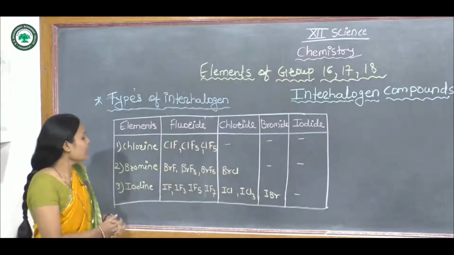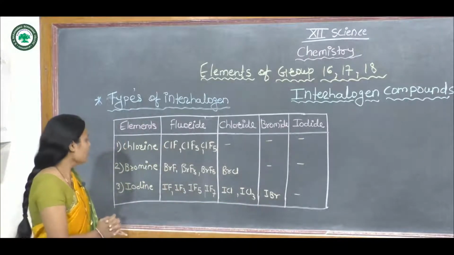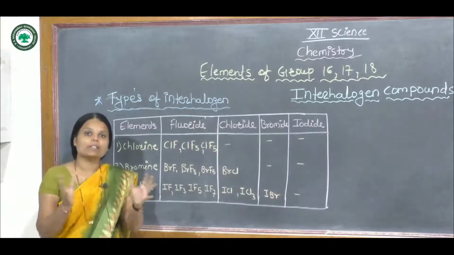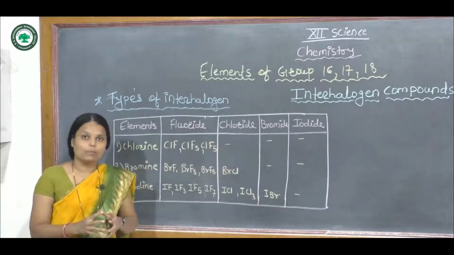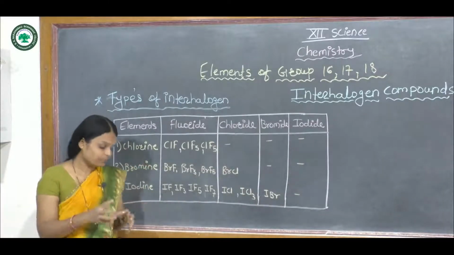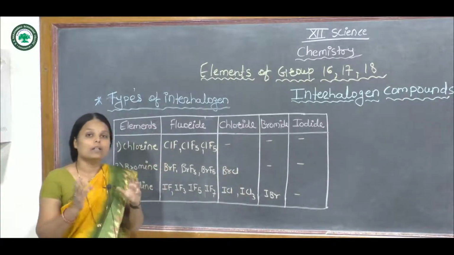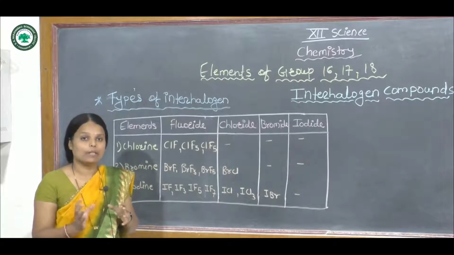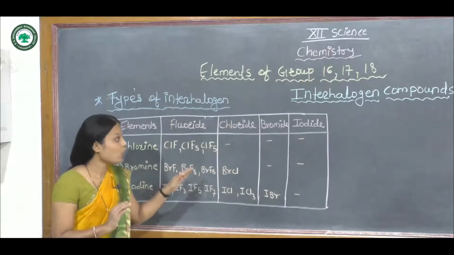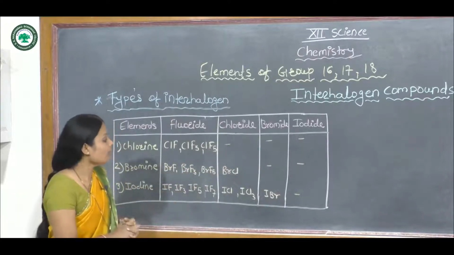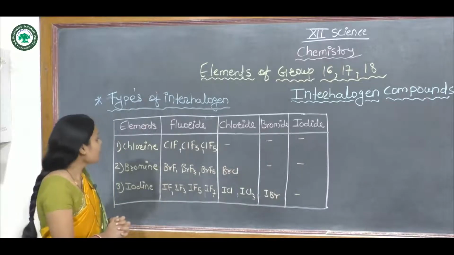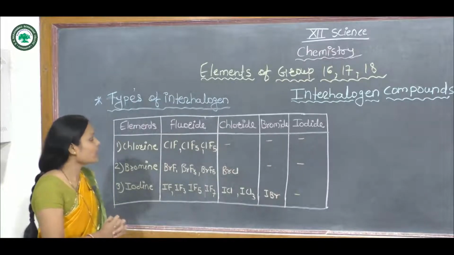Means in which the interhalogen compounds, the iodines react with the various types of halogen atoms and mostly combine with each other. But bromine and chlorine combine with some elements, not more elements, with each other. Then these are the types of interhalogen compound.